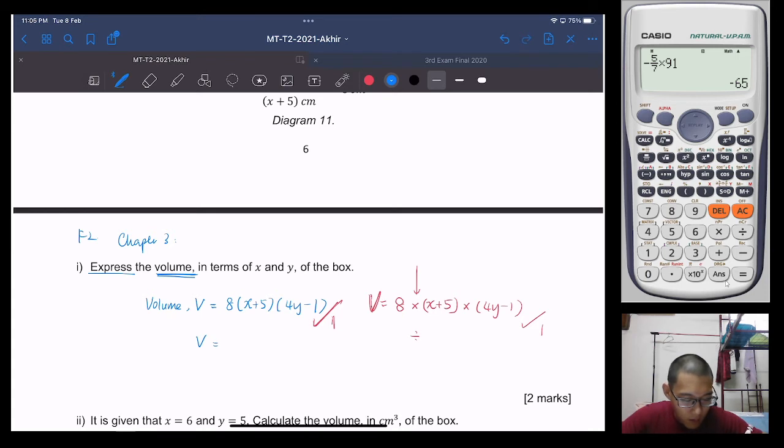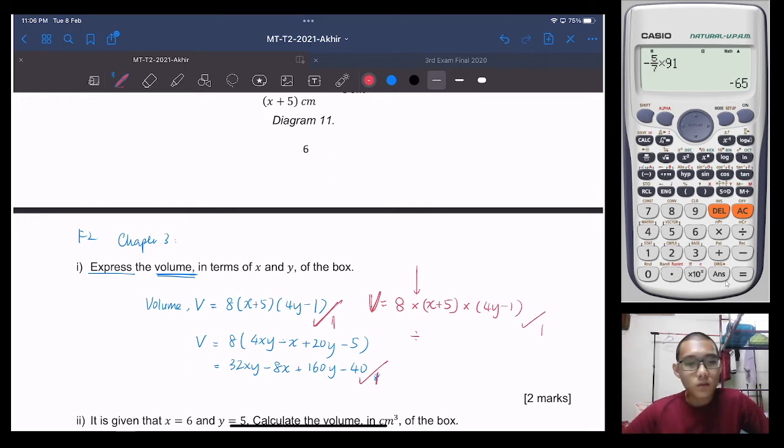I try to expand the factor first. So x times 4y, we have 4xy plus, and then minus x, because x times -1, and then we plus 20y, and then minus 5. So all are unlike terms, so we just leave it here. So we use 8 times 4xy, 32xy, minus 8x plus 160y minus 40. So this is the final answer. For this answer you receive 1 mark here.